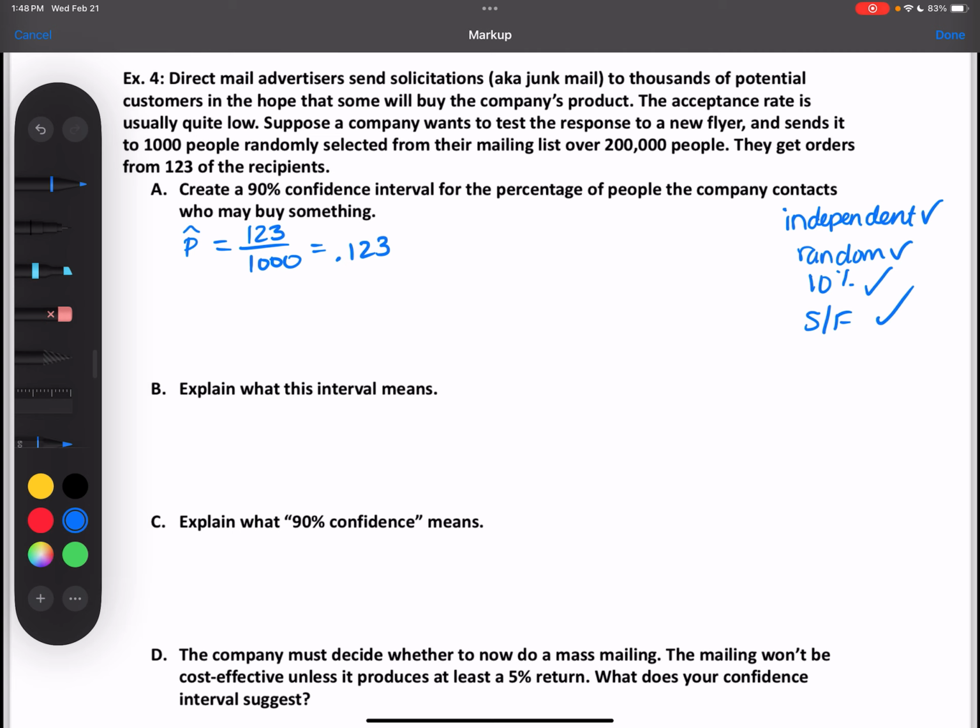Oh, I misread that, I misheard that. I thought it said that 200,000 people were selected and 123 of them actually ordered. I was like, man, that's awful. Yeah, it is pretty cool.